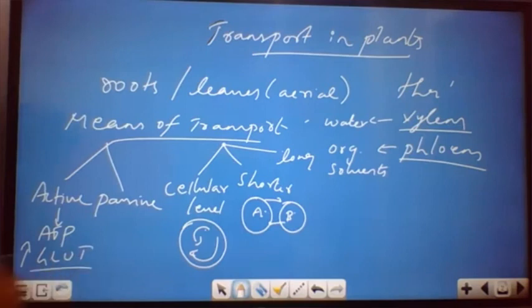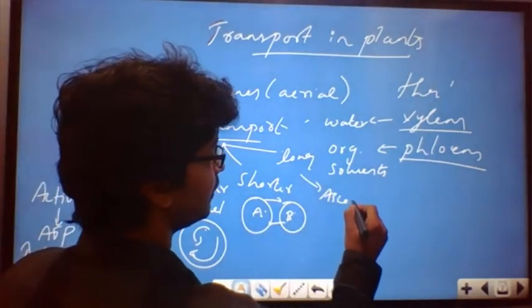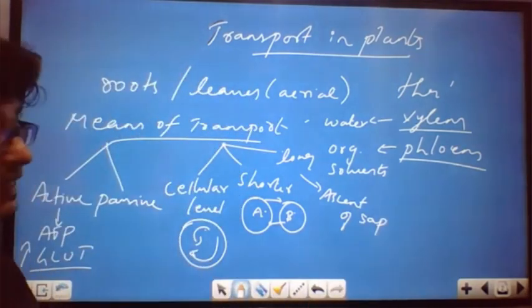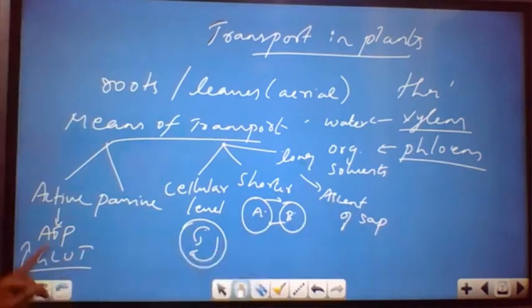What is GLUT? Can someone tell me? It requires ATP, which is like the energy currency of the cell, and this requires GLUT. For longer distance, Kavya said ascent of sap. Yes, exactly, ascent of sap, adhesion, cohesion. That we'll be discussing in this part, the long distance transport. Good. So active transport requires ATP and GLUT, which is a glucose transporter.